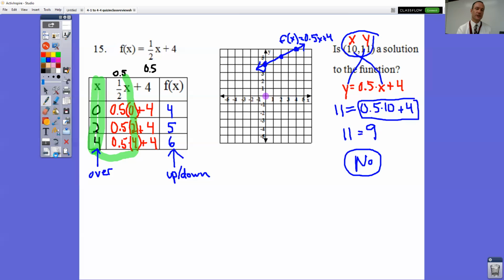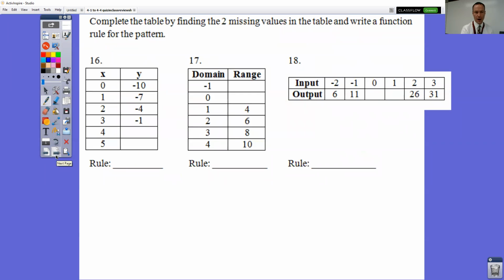Now, the last type of questions come from 4-4, day one and day two. What you have to do is find the two missing numbers in the table. We have to write the rule.